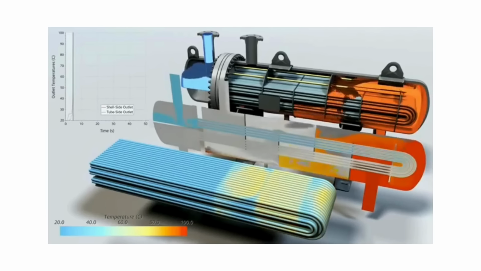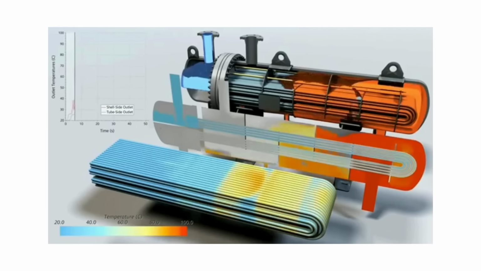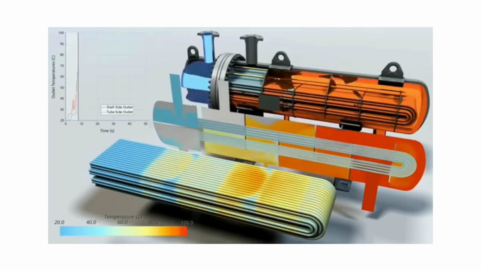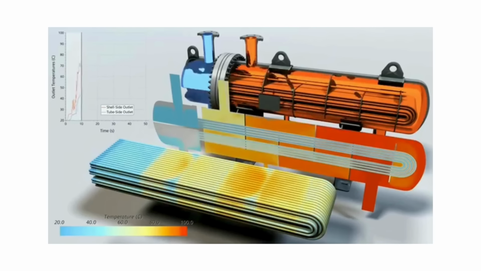Visualize the temperature bar chart displayed, where colors signify different temperature ranges, ranging from blue representing 20 degrees Celsius to red indicating 100 degrees Celsius. On the shell side, the fluid enters at a scorching 100 degrees Celsius, depicted in vivid red, as it embarks on its journey through the baffles. Along this path, it gradually loses heat, cooling down, transitioning from red to orange hues before exiting the shell at a still warm 85 degrees Celsius.